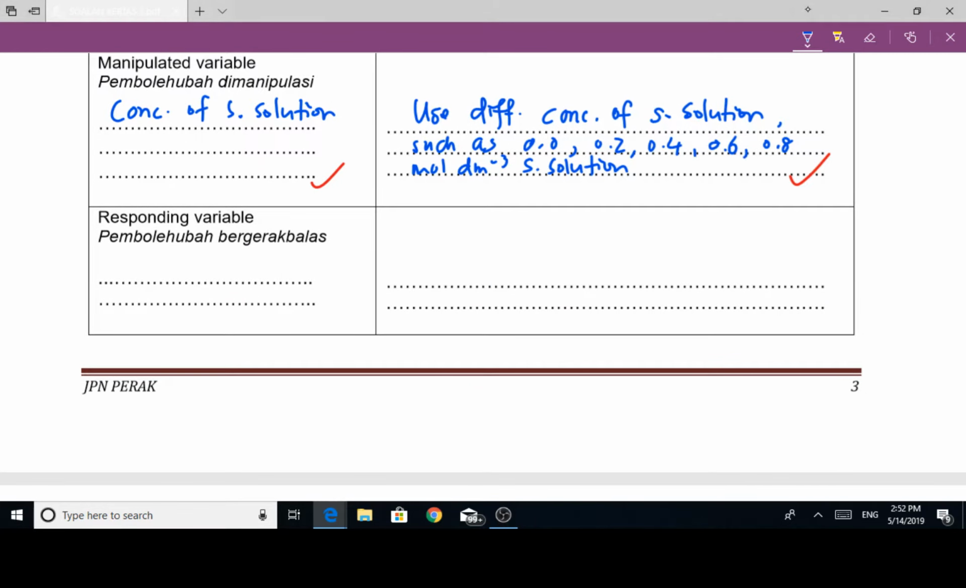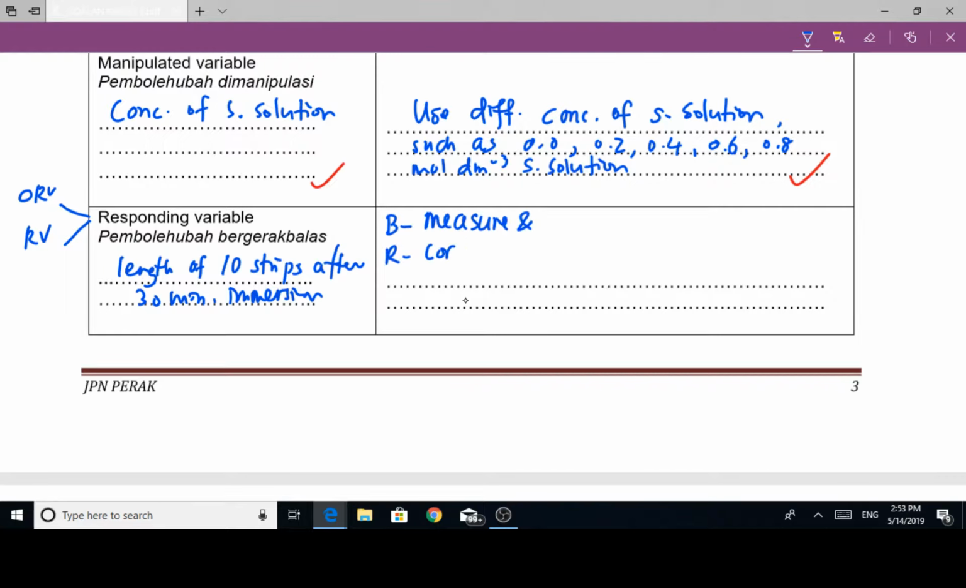Then responding variable. Now you can choose to give the ORV or the RV. Both are correct. So let's say I want to put the ORV here. What is my ORV? The ORV is the length of the 10 discs after 30 minutes immersion. Length of 10 strips after 30 minutes immersion. Now remember, this is ORV, so my behavior is measure. I measure and record the length of 10 strips after 30 minutes of immersion using apparatus, using meter ruler.